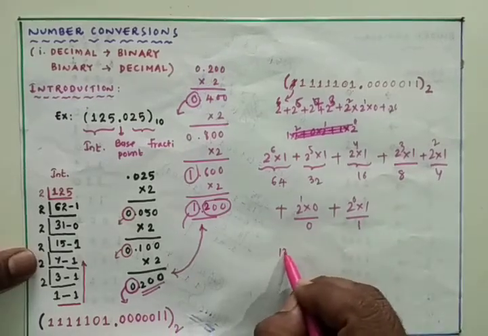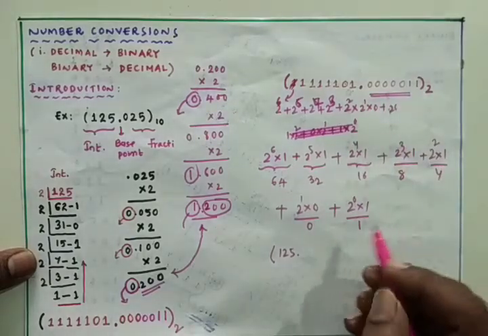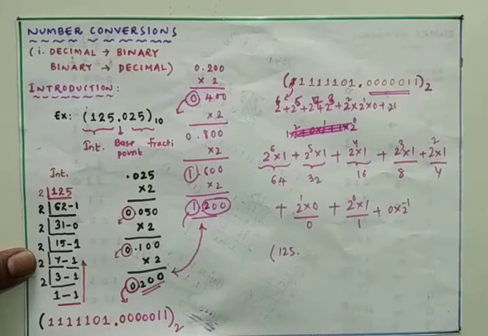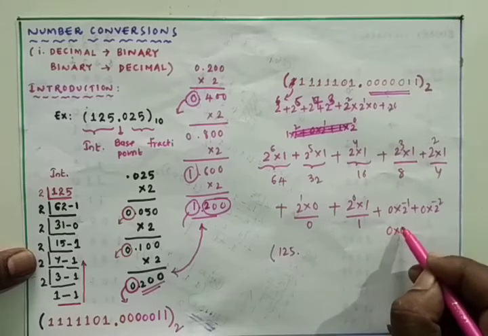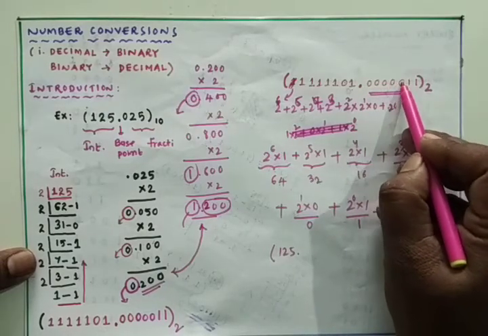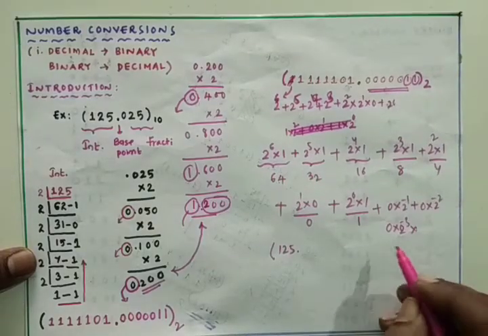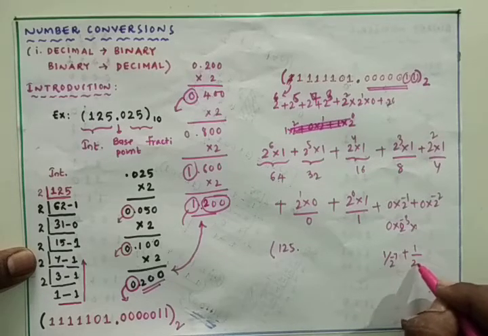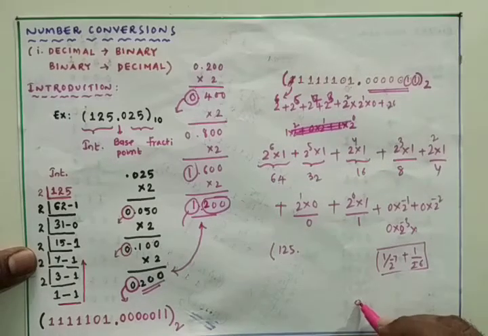Now this will be the 125 base point, and coming to here also, you can go in another manner. You can go with 0 into 2 power of minus 1 plus 0 into 2 power of minus 2, 0 into 2 power of minus 3. This is minus 1, minus 2, minus 3, minus 4, minus 5, and this will be 2 power of minus 6, and this is 2 power of minus 7. That means what? 1 by 2 power of 7 plus 1 by 2 power of 6. If you simplify this one, you will get the answer about 0.025.